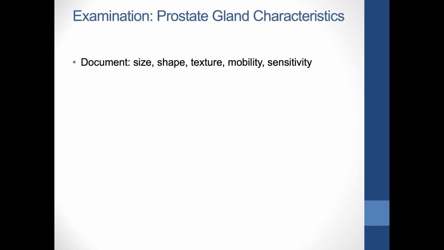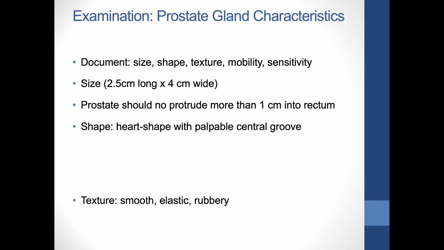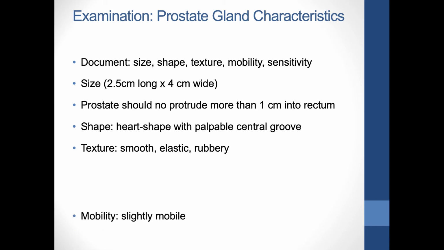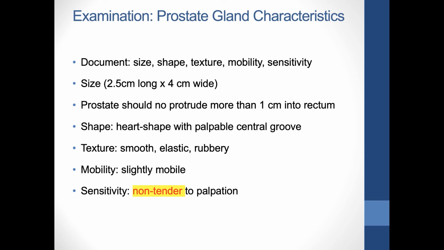When we do a prostate examination, we're going to document the size, shape, texture, mobility, and sensitivity. The size should be about 2.5 by 4 centimeters. It should not protrude more than 1 centimeter into the rectum. It is heart-shaped, and it should have a palpable central groove. It should be smooth, elastic, and rubbery, slightly mobile, and it should not be tender to palpation. That's important for you to know.